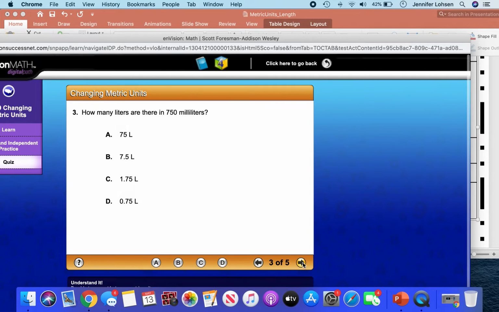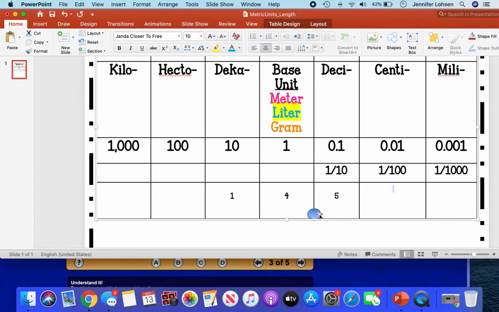Now we're trying to see how many liters there are in 750 milliliters. So the same thing that we did before. So I'm starting at milliliters. So I'm moving my decimal point to milliliters. And now I have 750. Remember that ones place of the number has to be in the column of that unit. So we're at milliliters. My ones place is going here. I have a 0, I have a 5, and I have a 7. 750 milliliters.